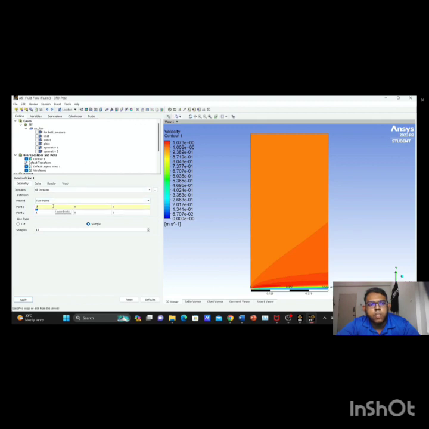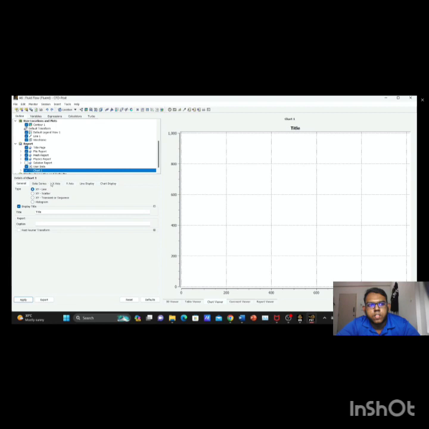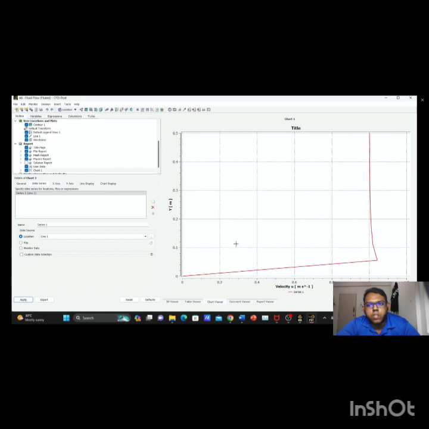Our point is the middle point, so we add the middle point of our plate. These are the middle points of our plate: 0.25, 0.25, and 0.5. So show the middle point. Click on apply. The location, we change to line 1. Click on apply, and this is the graph that we get.